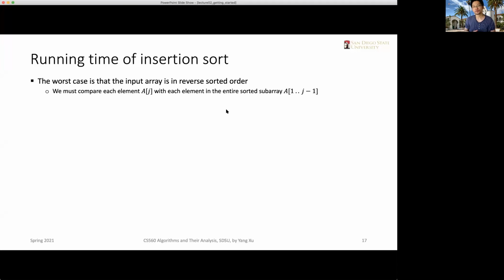All right, so now let's go to the opposite side, another extreme situation where the input is the worst case. By worst case, we mean that the input sequence is in reverse sorted order. It is totally opposite to what we are expecting. That means the biggest element is the first element, and the smallest is the last one.